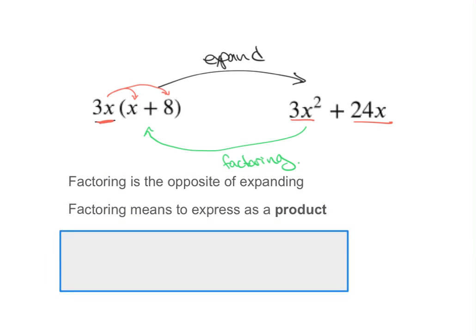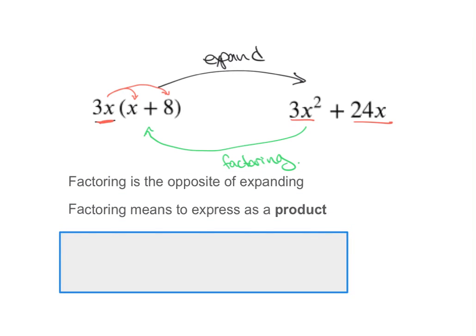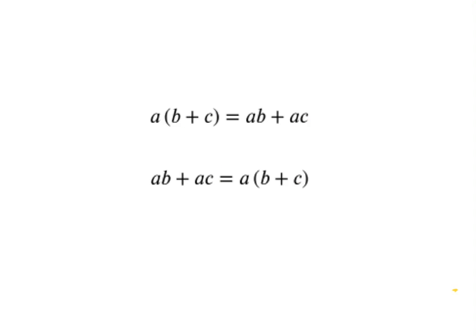In fact, factoring is actually the opposite of expanding, and basically means we are trying to express something as a product. A product means a multiplication. So here we have a multiplication of 3x times x plus 8. In some more general terms, this is what it might look like if we were trying to expand something. We've got a term in front of brackets. So here we've got a times b plus c. And we multiply the a by the b, and then we multiply the a by the c. And so that's how we ended up with ab plus ac.